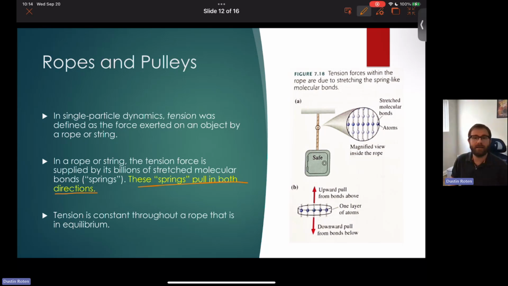We can see that over here with this safe hanging from a rope. This rope has all these molecular bonds in it. That's what makes up the rope, and these little bonds act like springs. So you get layers of bonds pulling upwards and bonds pulling downwards. That's why you get tension, which is constant throughout a rope in equilibrium. Essentially everything cancels out.